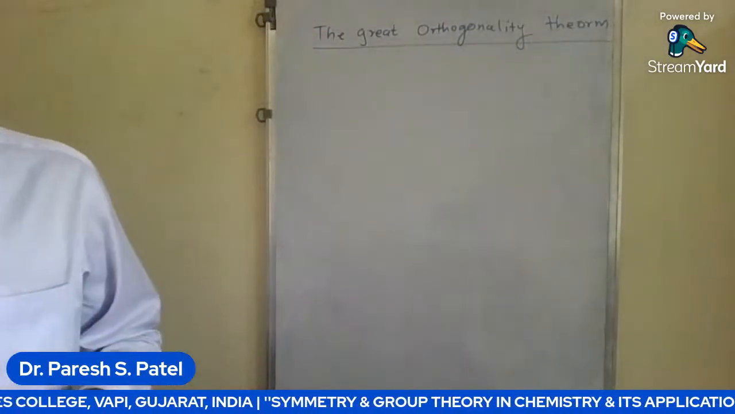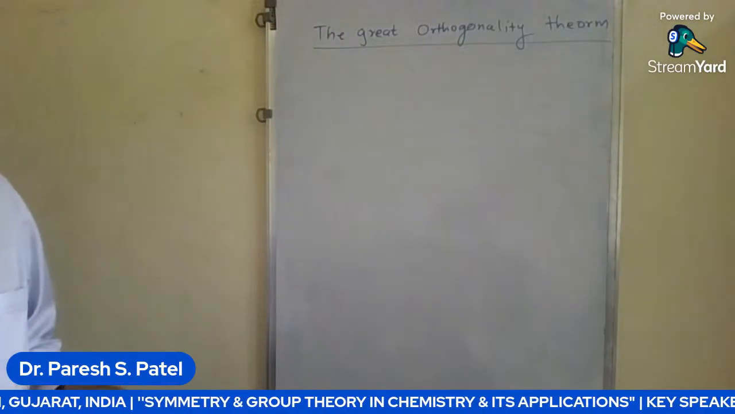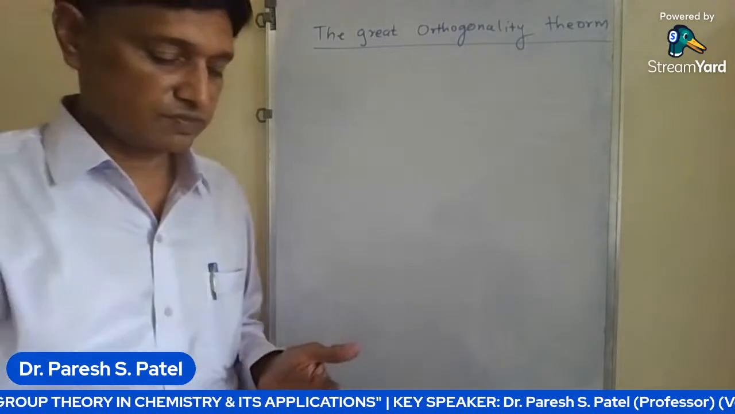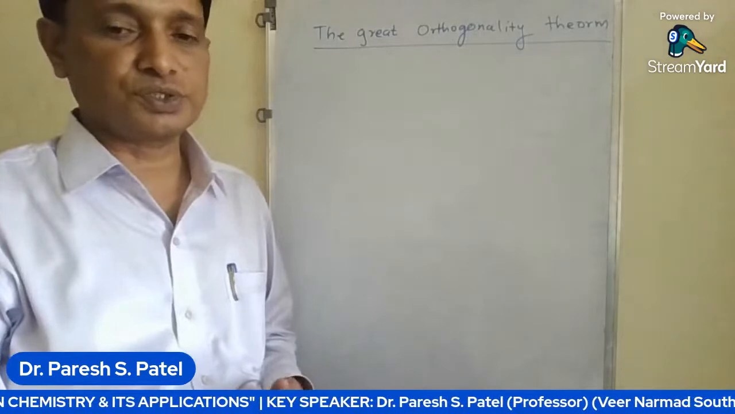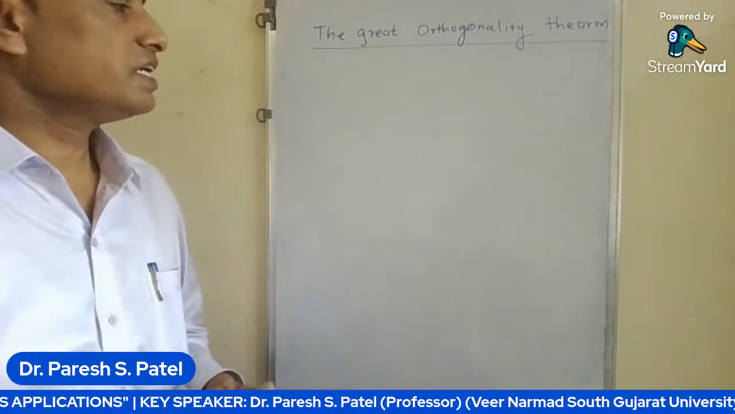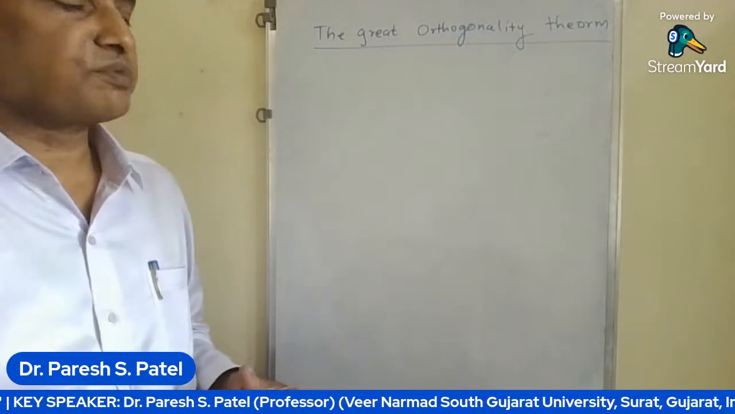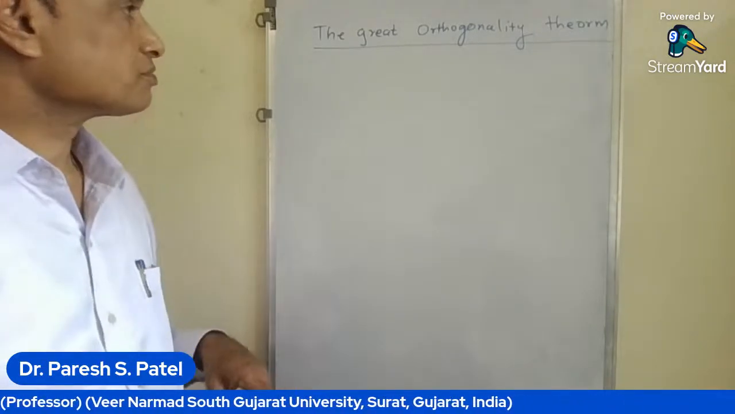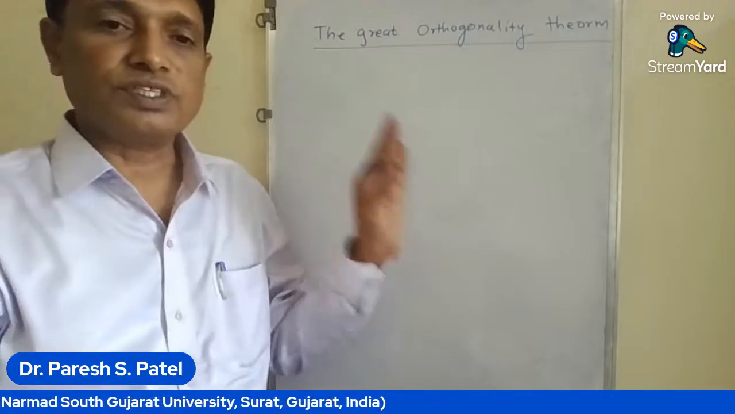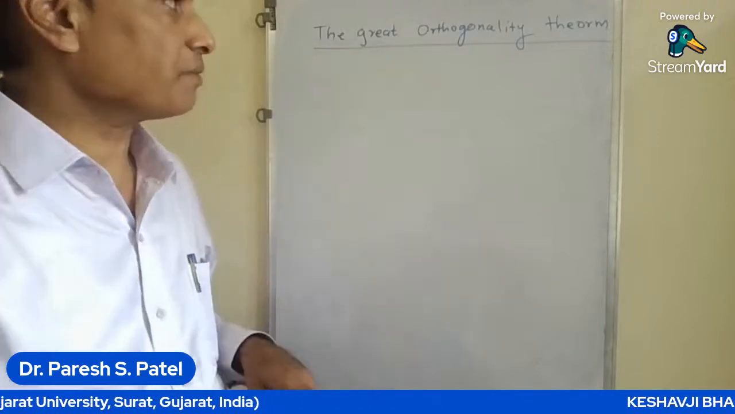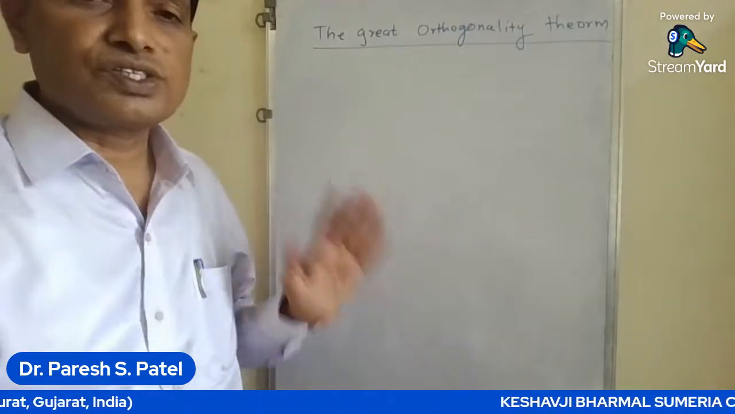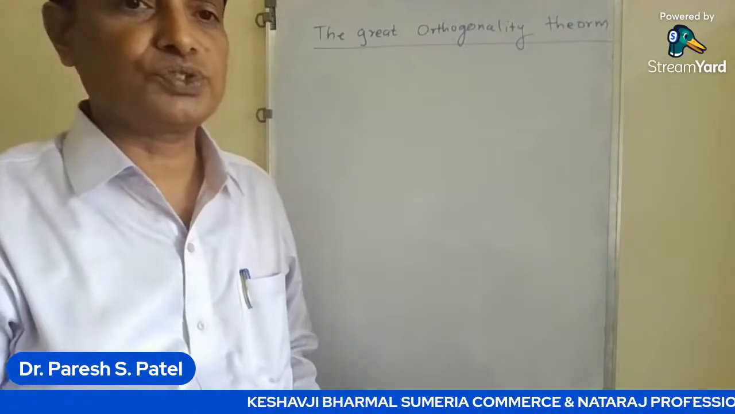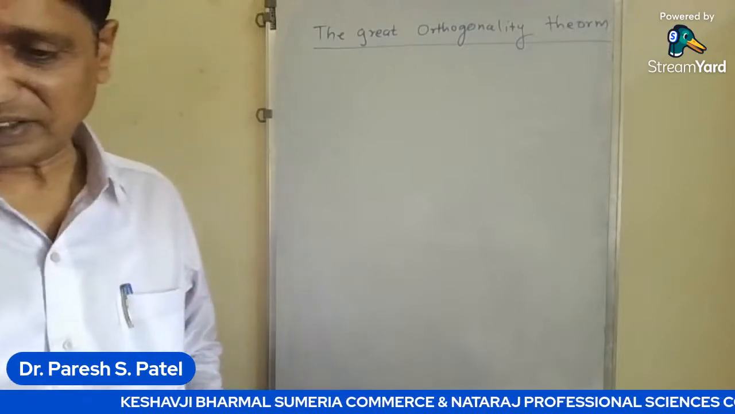Now we are going for the most important theorem, that is the great orthogonality theorem. The great orthogonality theorem is concerned with the elements of the matrices which constitute the irreducible representations. The mathematical statement of the great orthogonality theorem is as follows. From an exam point of view, this is the most important theorem.